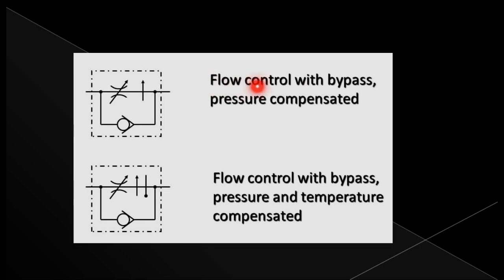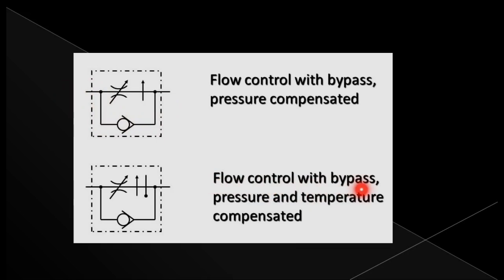Next, flow control with bypass pressure compensated. You can see the diagram is similar to this one, with only a change: this arrow mark. This arrow mark represents the pressure compensation. The liquid comes here, the pressure compensation takes place, and the liquid moves to the actuator. In the return line, it will not allow flow in this direction. It has to open the check valve and move to the drain line.